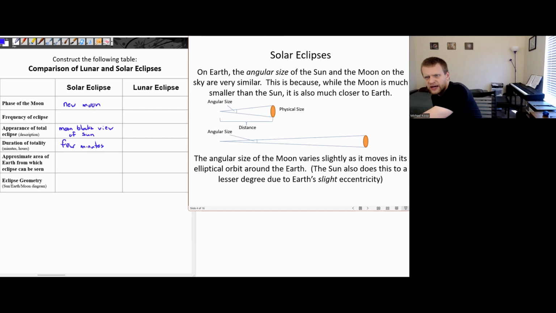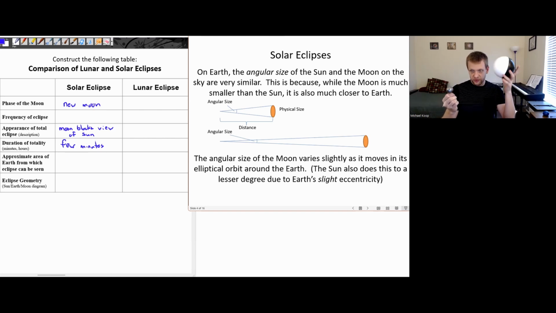Now, by an interesting coincidence, if we compare the Earth, the moon, and the sun, the sun is much larger than the moon. However, the sun is also a lot further away than the moon is. So let's say this is the moon and this is the sun. This is still not to scale, even though this one's bigger. But if the sun is further away and the moon is closer, they can actually have the same angular size, even though their physical sizes are significantly different.